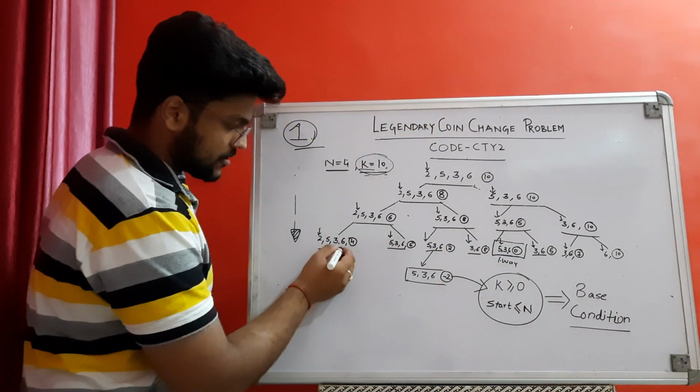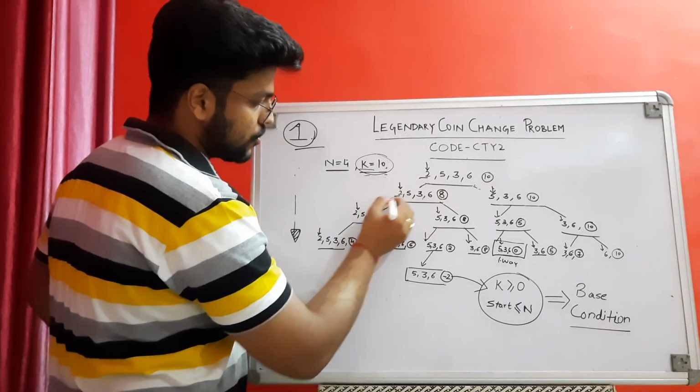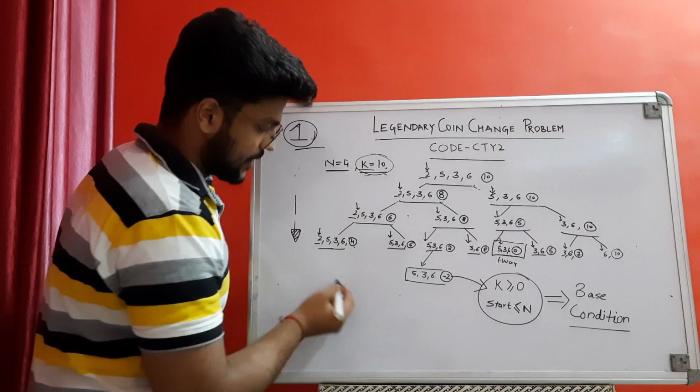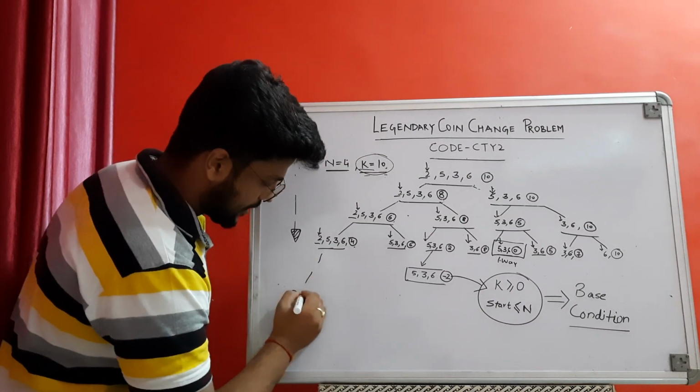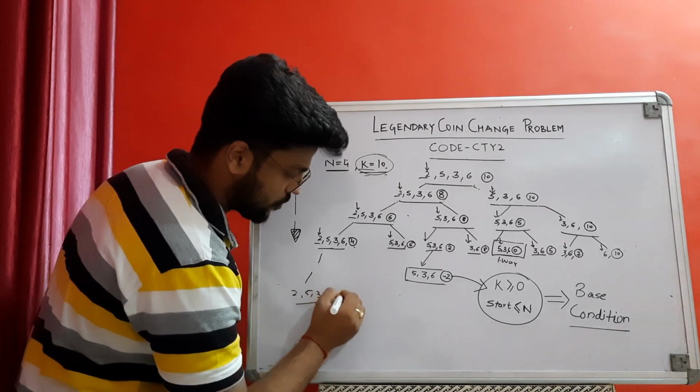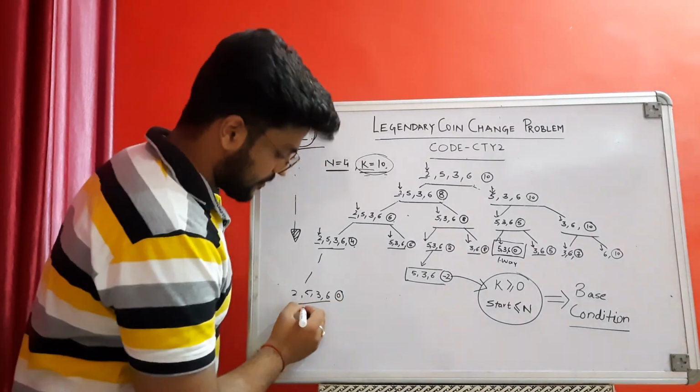You can see here also, we are using 2 2 2 2, 10 8 6 4. At the last you will get 2 5 3 6, and the sum you have to make is 0. So this will be one more way.